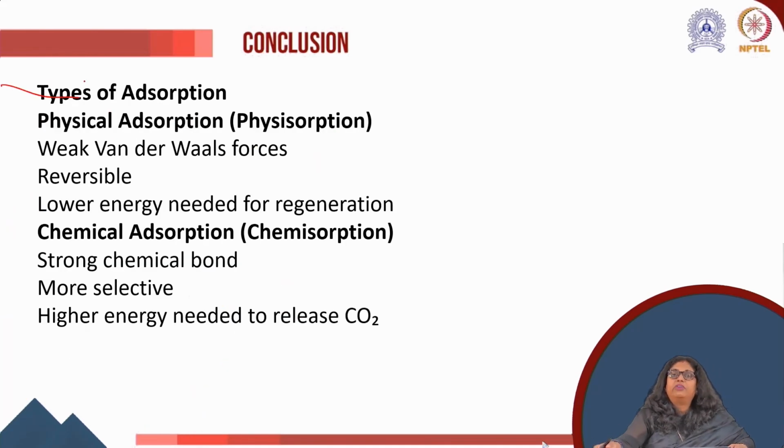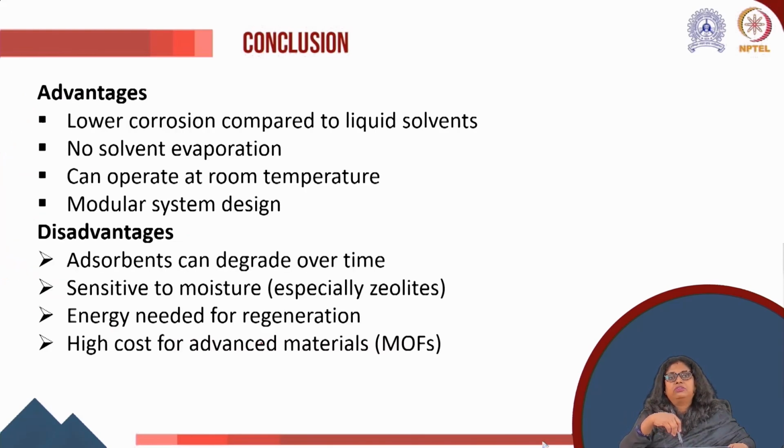What are the different types of adsorption we talked about? The first one was physical, we call that physisorption or physical adsorption. Here weak van der Waals forces are there. It is a reversible process, with lower energy needed for regeneration. And we also talked about chemical adsorption, we call it chemisorption also. A strong chemical bond gives selective adsorption, and higher energy is needed to release the CO2.